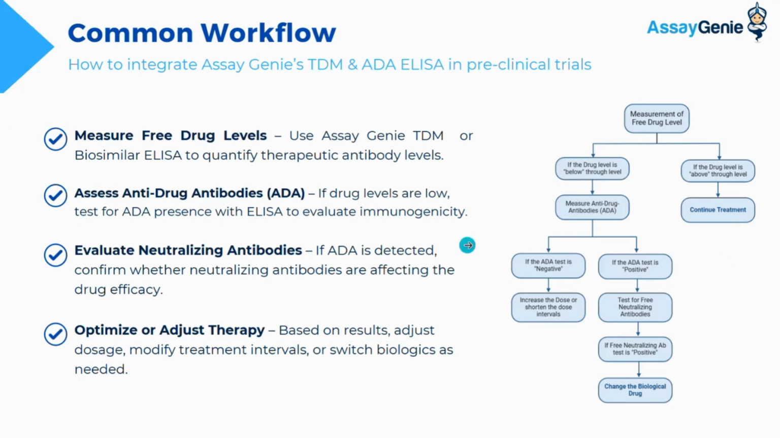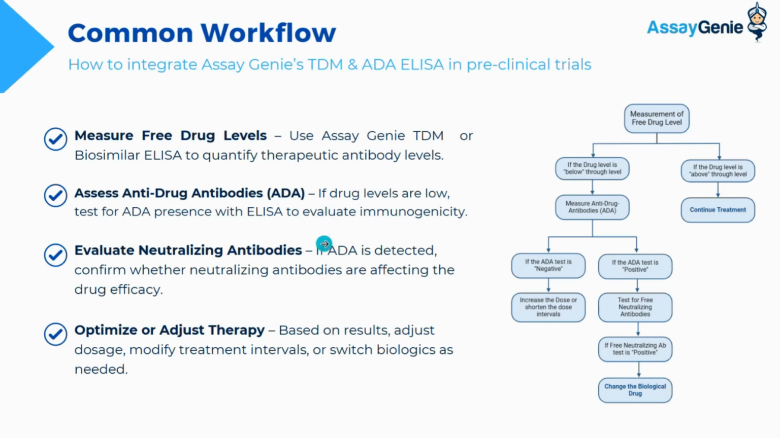And if you want to integrate one of Assay Genie's TDM and ADA ELISA kits into a preclinical trial, this is how you do it. If you're looking to measure free drug levels, you can use Assay Genie's Therapeutic Drug Monitoring ELISA kit or Biosimilar ELISA to quantify the therapeutic antibody levels. Then, when you're looking to assess anti-drug antibody levels, and if these drug levels are low, you want to test for the ADA presence with ELISA to evaluate the immunogenicity.